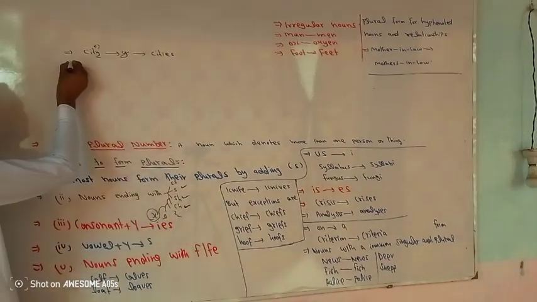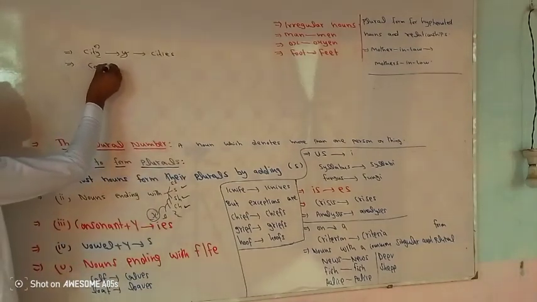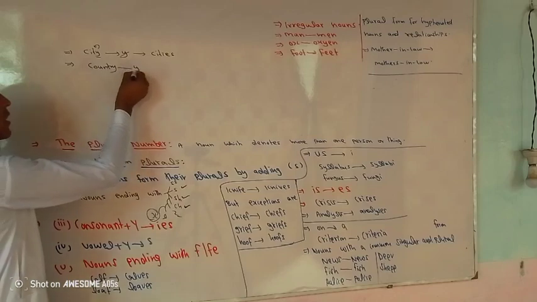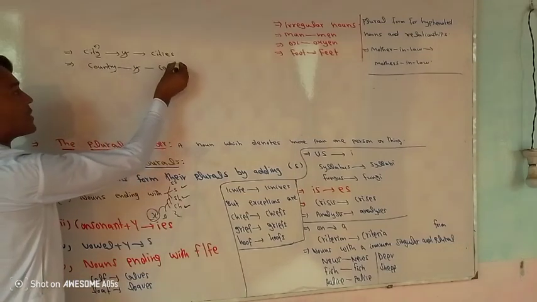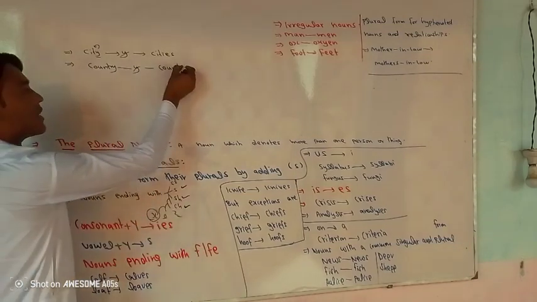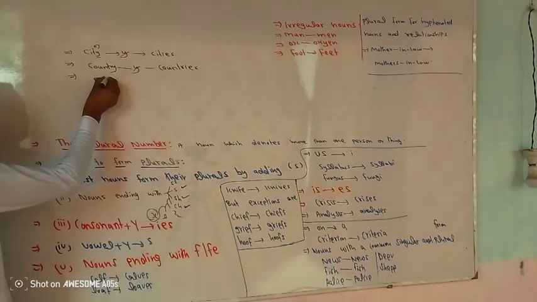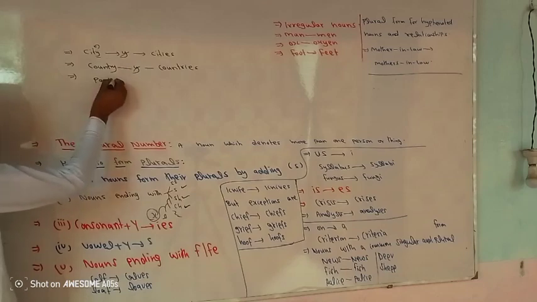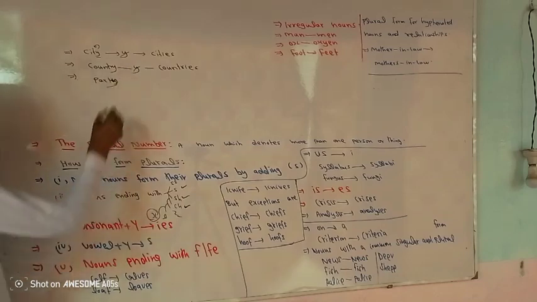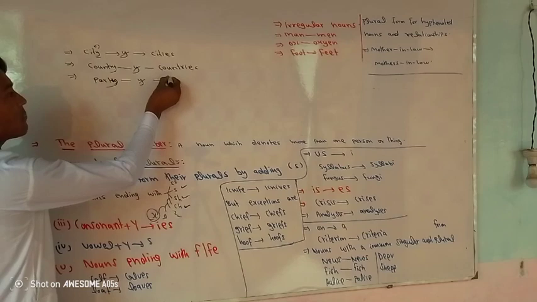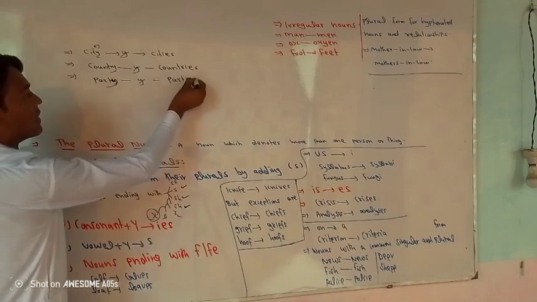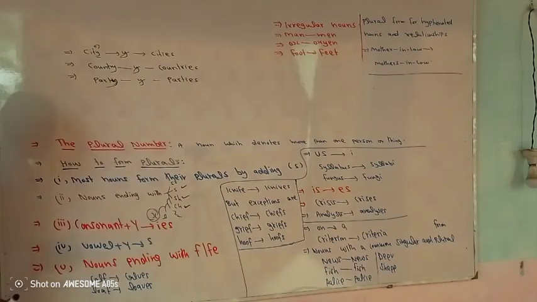And as well as if we talk about country, C-O-U-N-T-R-Y, country. So we will remove y and we will add I-E-S: countries. Party, for example, I say party. Before the y in party we have a consonant. So we will remove y and we will add ies: P-A-R-T-I-E-S, parties, etc.